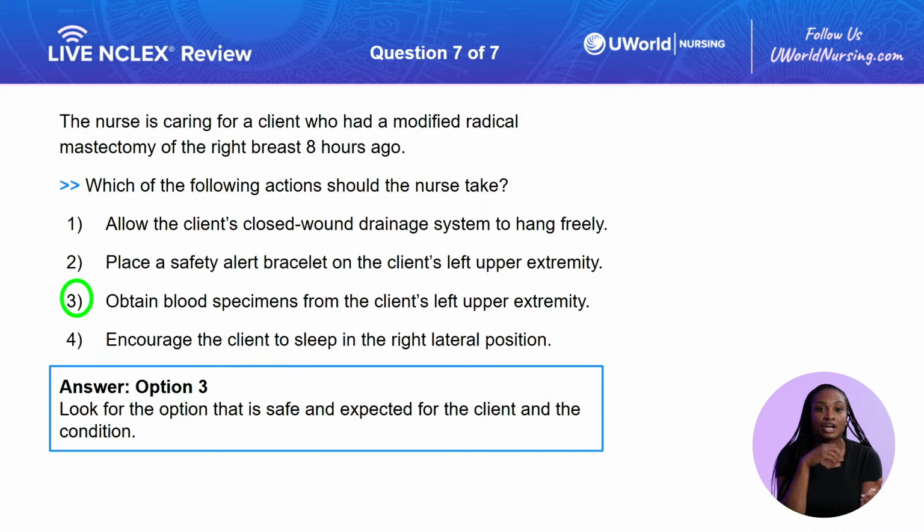And then option 4, encourage the client to sleep in the right lateral position. Again, you want to protect and rest the side, so you want to sleep on the opposite side. So sleep in the left lateral position so you can have adequate circulation freely on that right side. So kind of tricky, but you guys did pretty good.